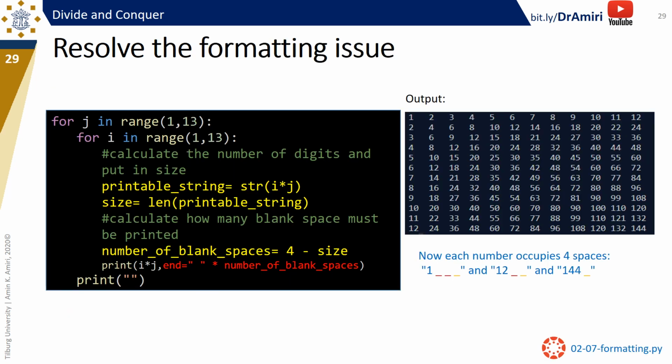Now we can resolve the formatting issue. First, we need to calculate the number of characters that i multiplied by j has. We use the str function to turn it into a string. Then we use len to figure out the size of that number. Then we use 4 minus size to figure out the number of blank spaces, and we change the end in the print function to a blank space times the number of blank spaces required.